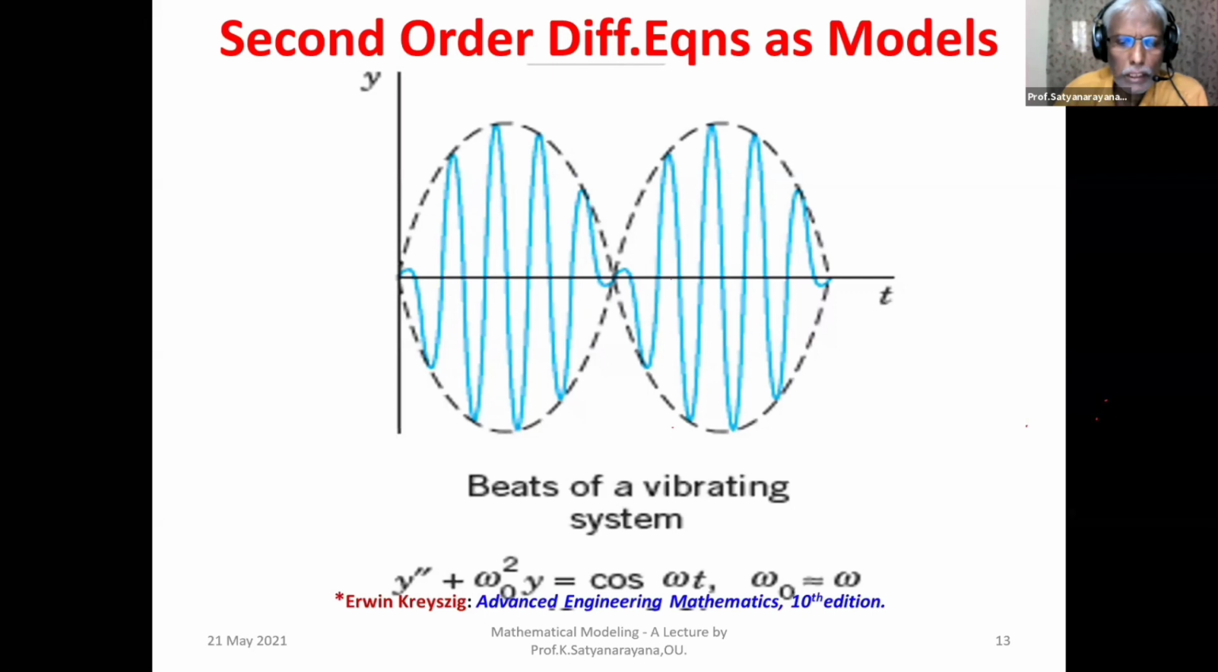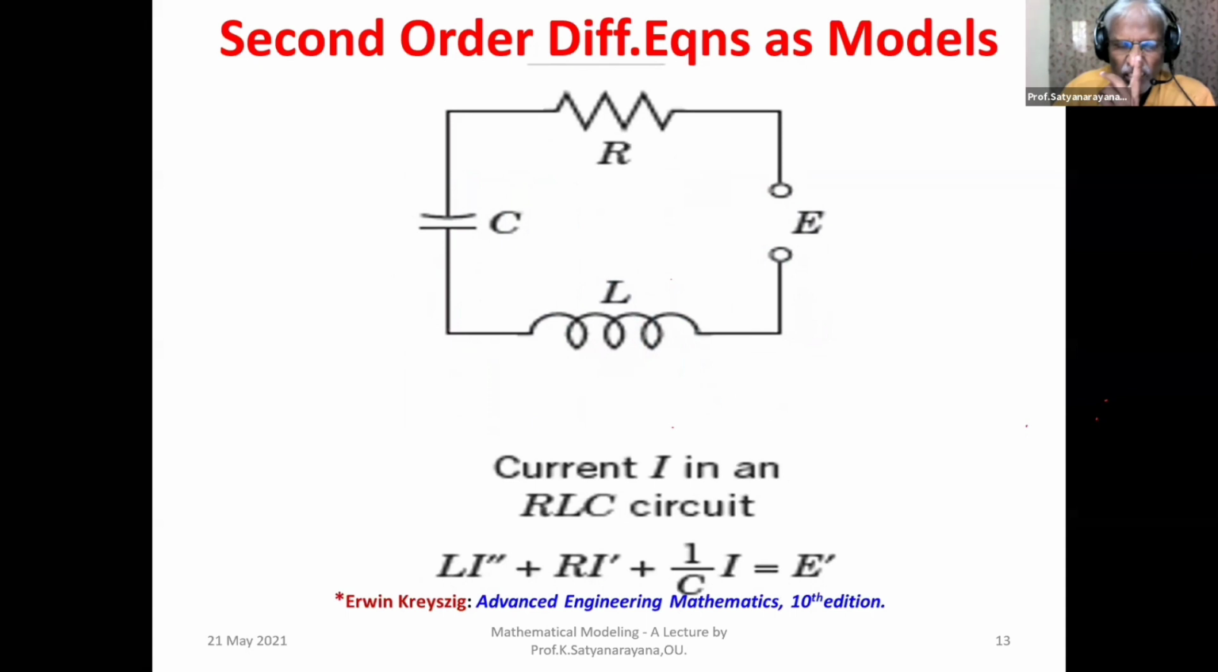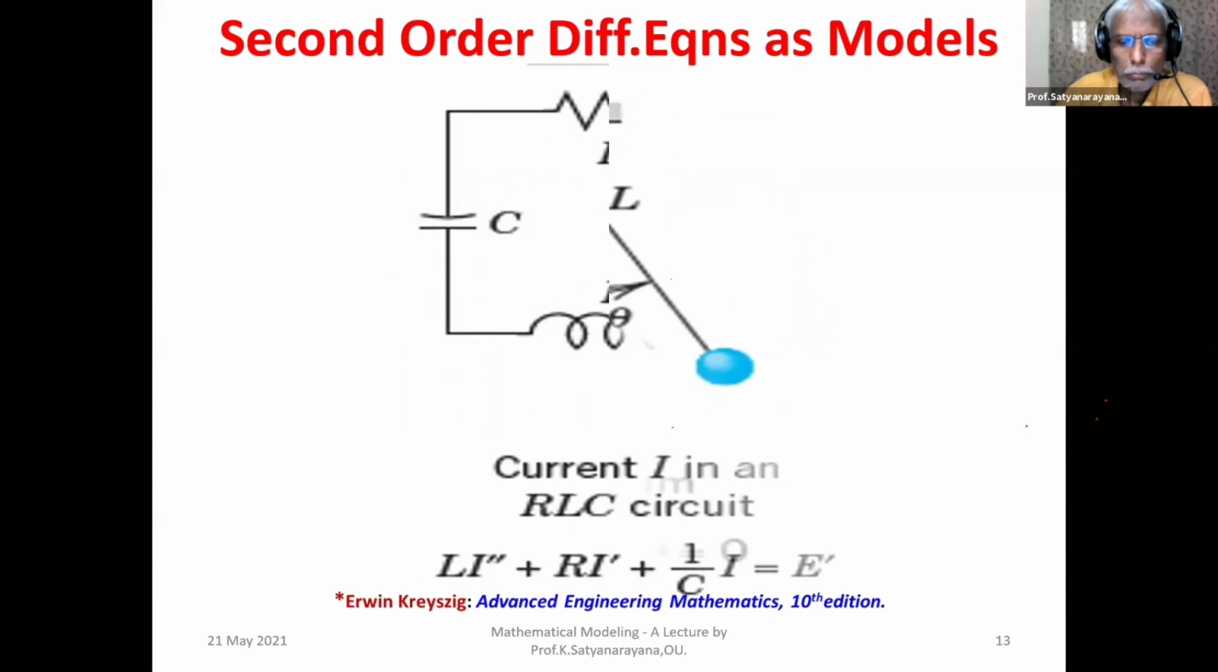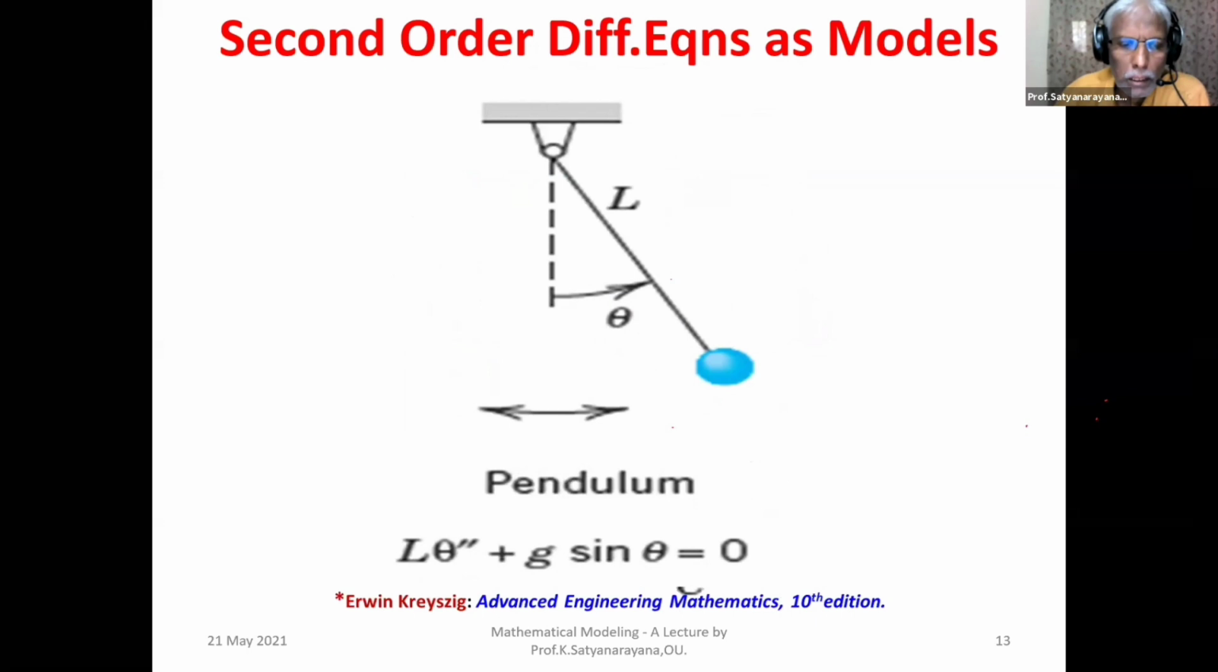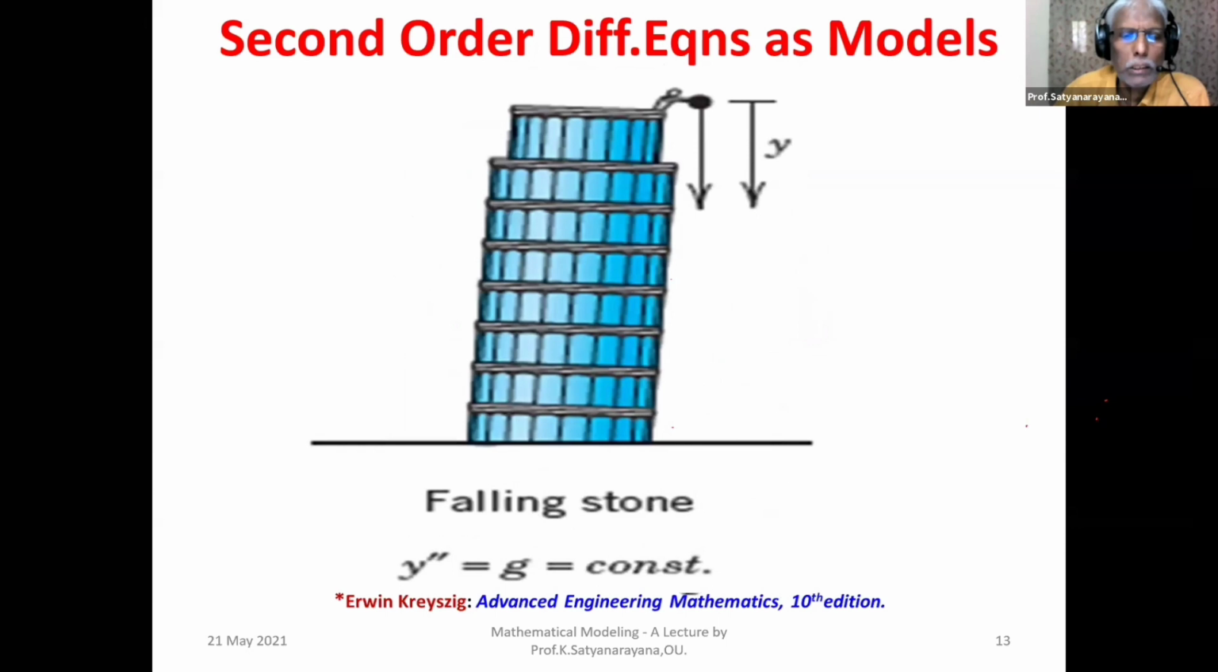You can see the differential equation there. Current I in an RLC circuit, a second order differential equation there involving L, R, C. In pendulum, where we measure the angle. This is one of the simplest models, free falling of a stone. y double prime is equal to g, which is equal to constant.